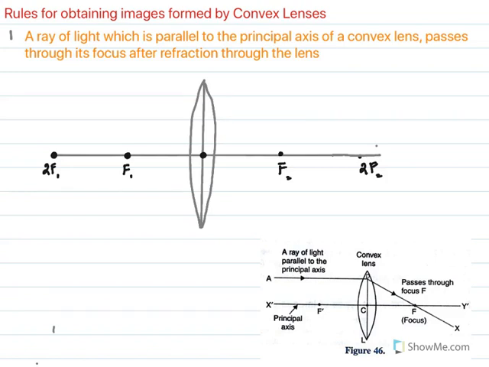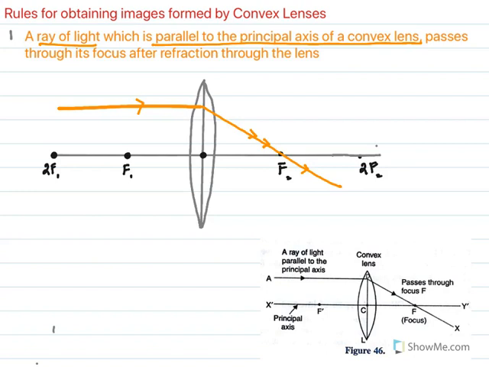Now the first rule is we take a ray of light which is parallel to the principal axis of a convex lens. So here now I'm taking a ray of light that is parallel to the principal axis. This ray, after refraction, will pass through the focus. This is the refracted ray. It will pass through the focus. So this is the first rule.